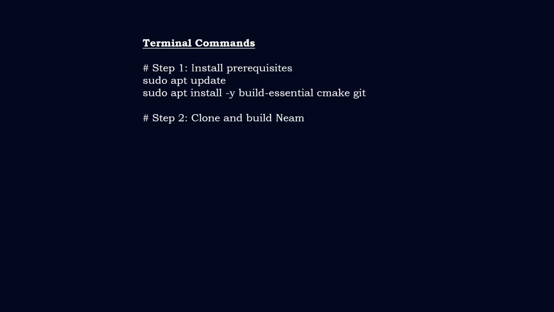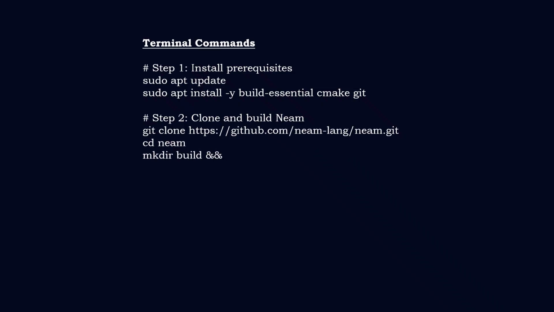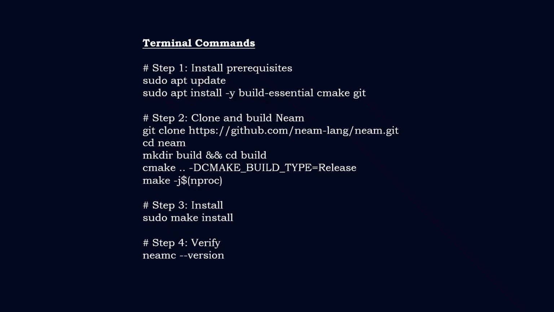On Linux, it's almost identical. Install build-essential, CMake, and Git with your package manager. Here I'm using apt. Then the same clone, build, install, verify flow. If you are on Fedora or Arch, use DNF or Pacman for the prerequisites, but the build steps are the same.